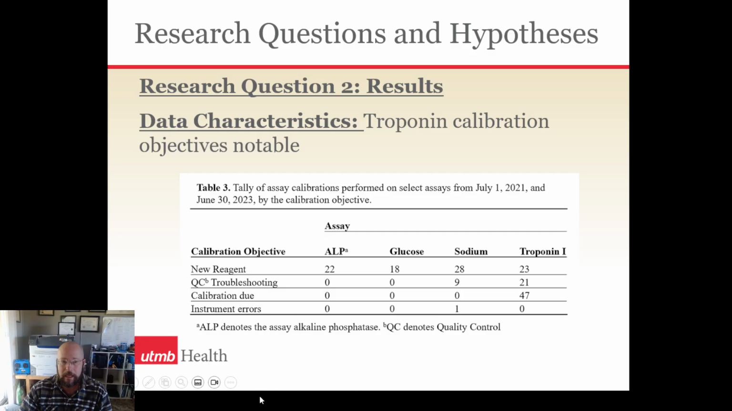For our quality control, here is the tally of calibrations. You can see there's an awful lot of calibrations that are happening for new reagents. QC and troubleshooting primarily is happening just with troponins, with calibrations essentially timing out more frequently with troponin. So troponin had far more calibrations than the other assays.